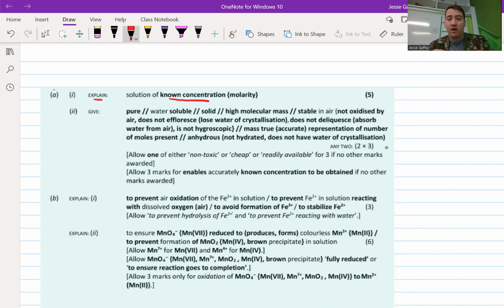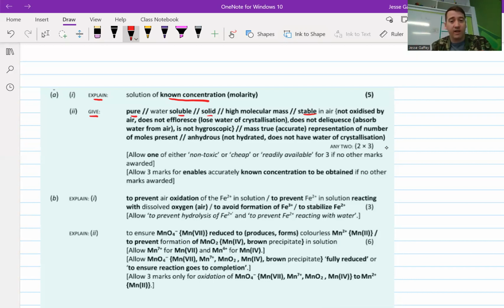But then after that, you have to find a way to practice those definitions so that you know them. I suggest the flashcard method, some way of self-quizzing. What are the features of a primary standard? For a primary standard, it has to be pure, soluble, solid, and stable. There's four there. Any three of them get you the marks.